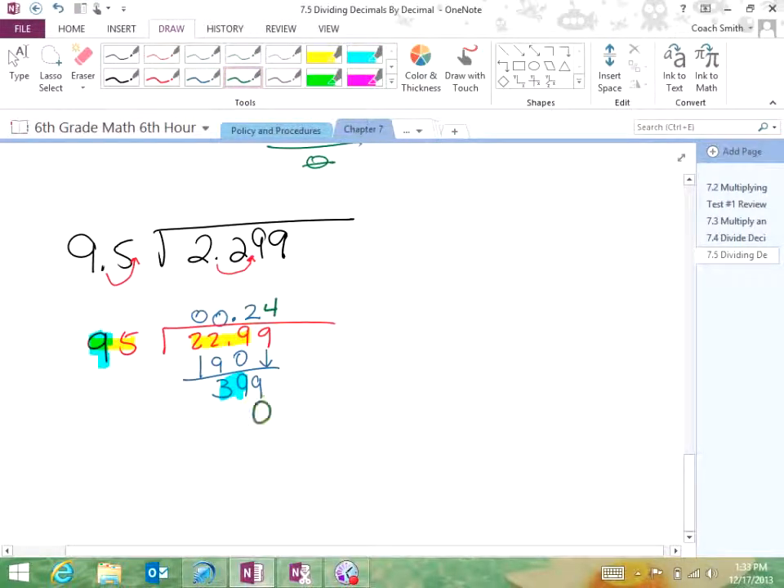4 times 5 is 20, carry my 2. 4 times 9 is 36, plus 2, 38. Remainder, 19. Add a 0, bring it down. 95 into 190 goes 2 times. Be 190, remainder 0. So my answer is 0.242.